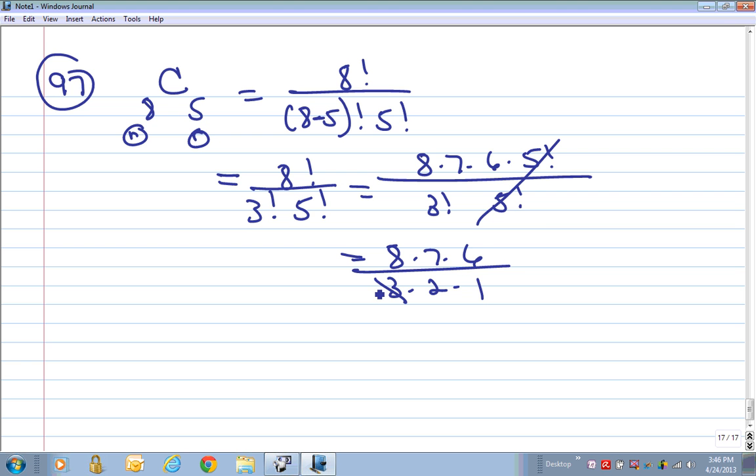Well, I see a 3 can go to 1, and 3 goes into 6 twice. I see a 2 can go to 1, and 2 goes into 8 four times. And we're left with 4 times 7 times 2, which gives us 56. That would be the coefficient in front of the 5th term on the 8th row. And technically in the triangle, that would be on the 9th row down, and the 6th term inside your triangle. All right, Bearcats, let's look at that triangle in the next problem.